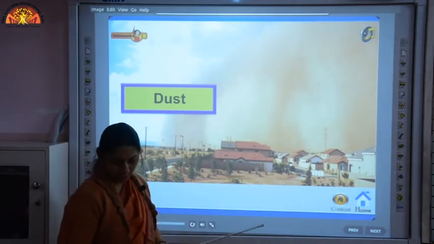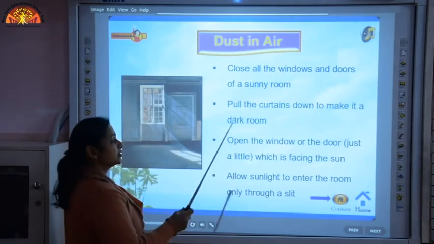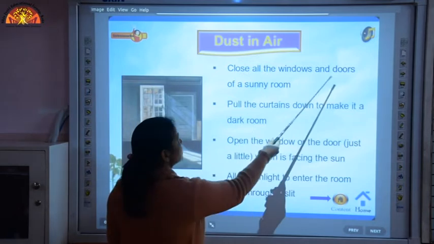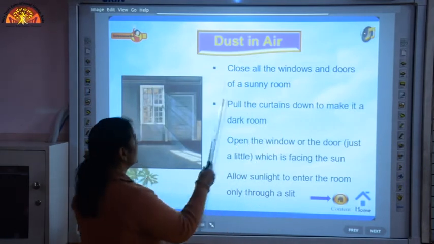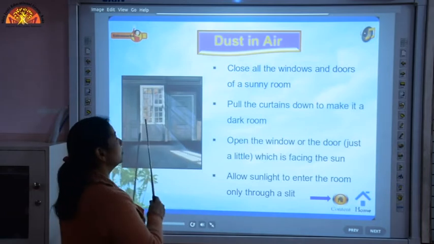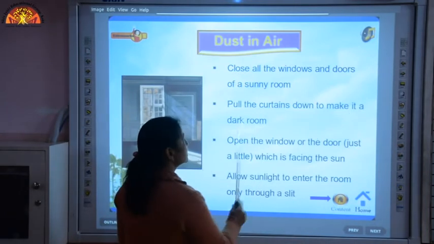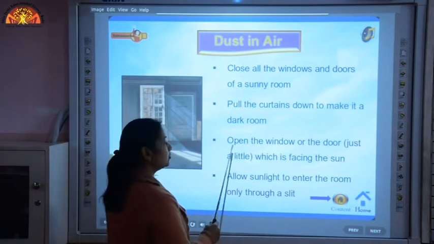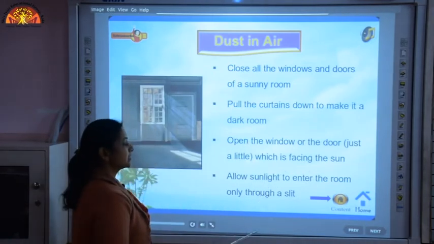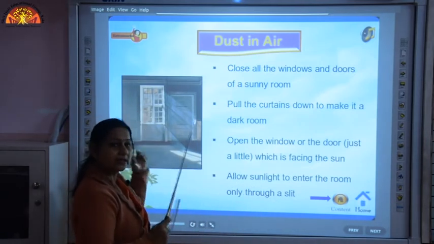How will you show that dust particles are also present in the air? For this, just do a small activity. Close all the windows and doors of a sunny room, a room in which sunlight is allowed to enter only through a small window. Pull the curtains down to make it a dark room and open the window or the door which is facing the sun, so that the sunlight is able to enter the room only through this small slit.